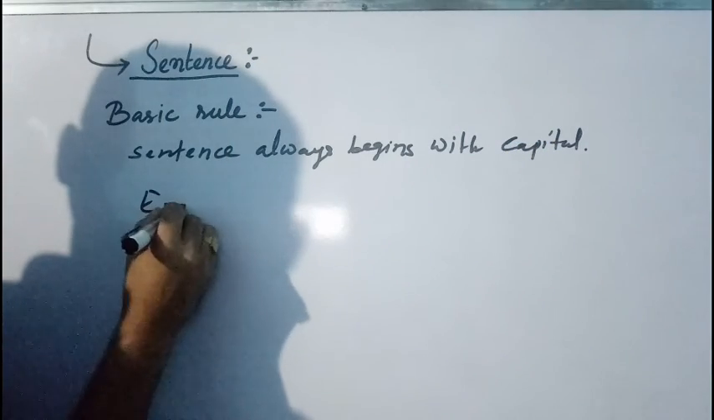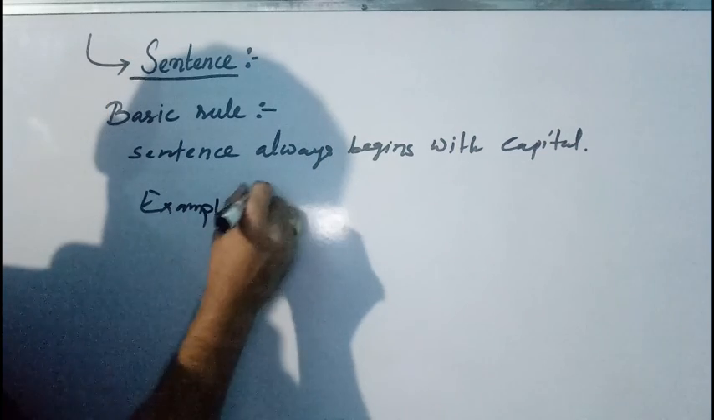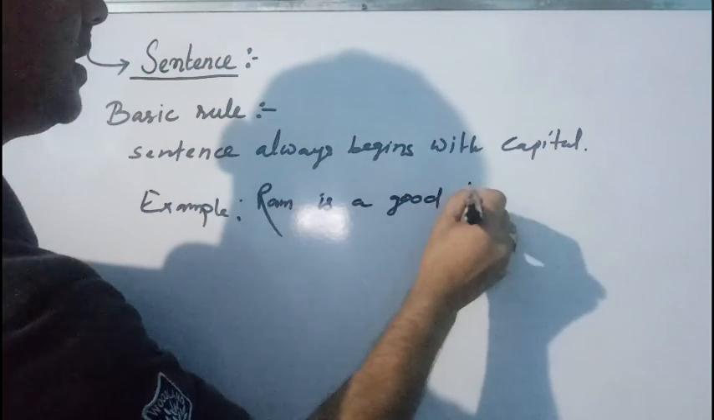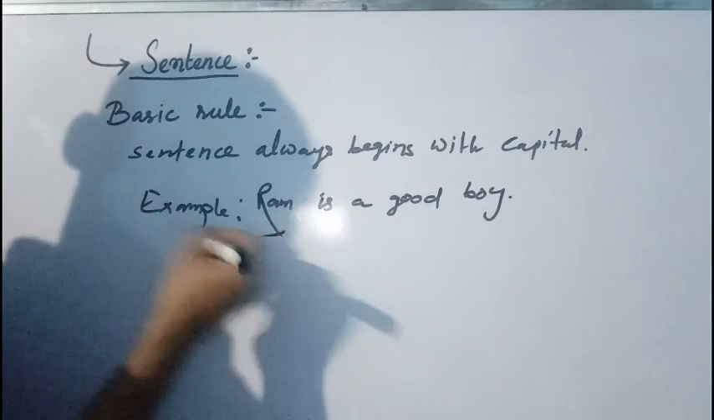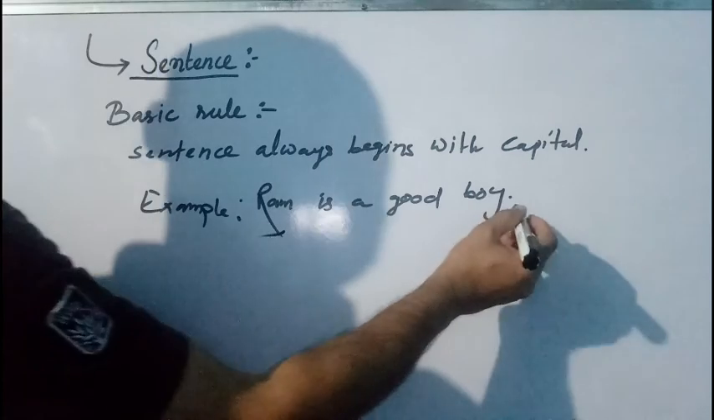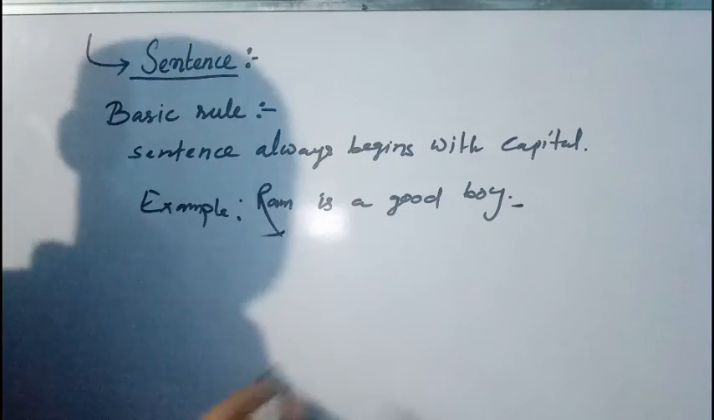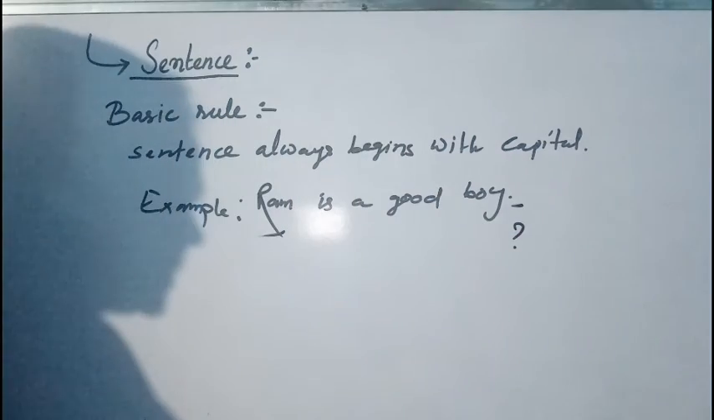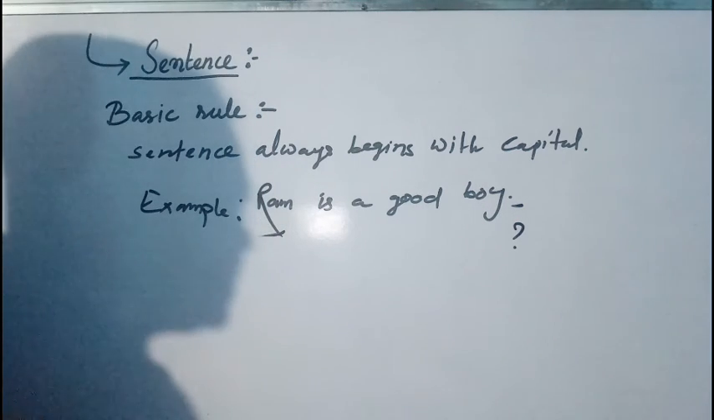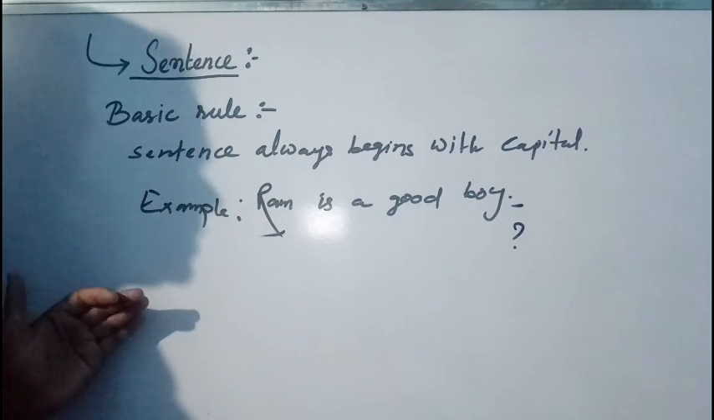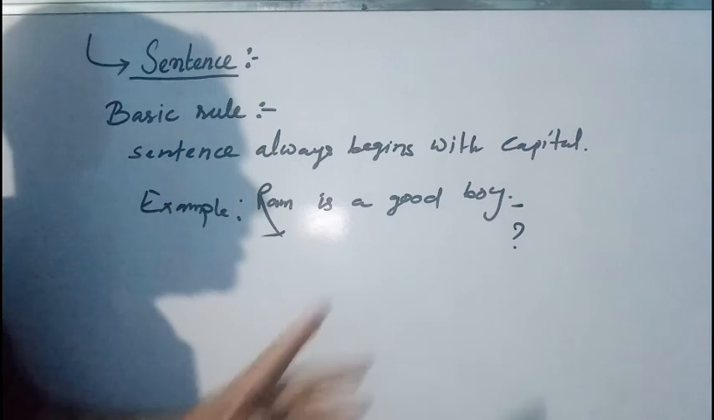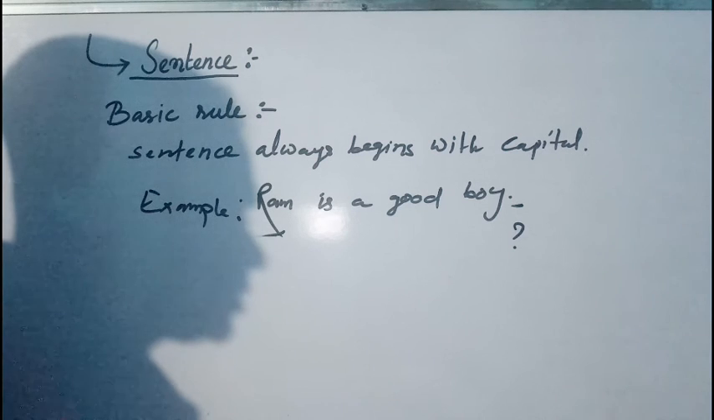See the example. Ram is a good boy. Now see, here we begin with the capital. And see, the sentence ends with a full stop. It may end with a question mark. So the basic rule of sentences is what? It begins with a capital letter and it ends with either a full stop or a question mark.